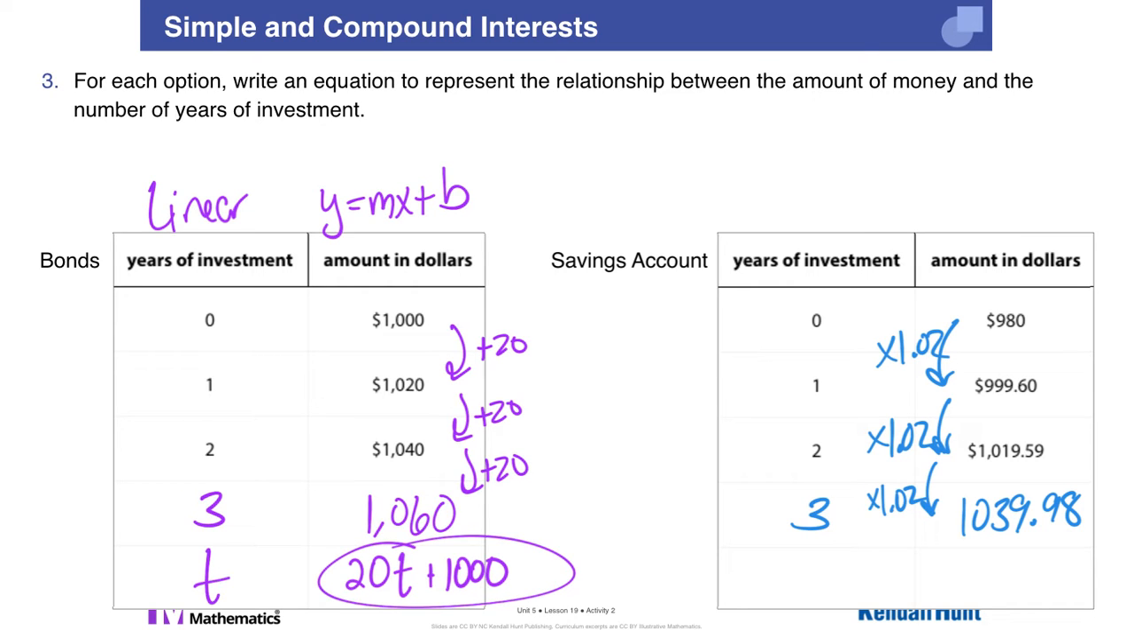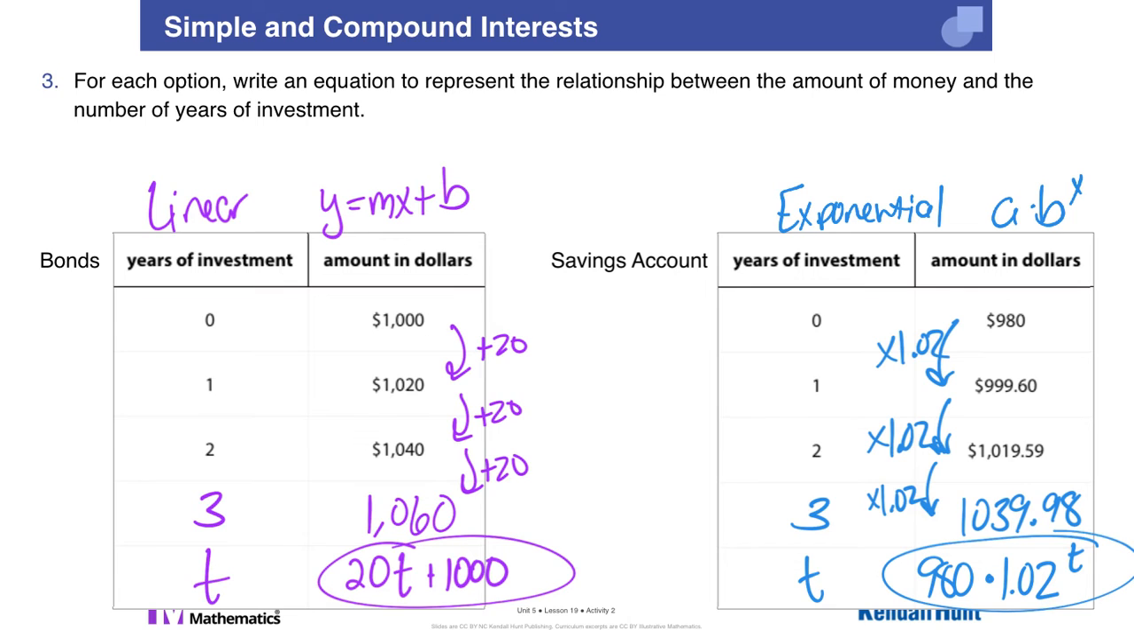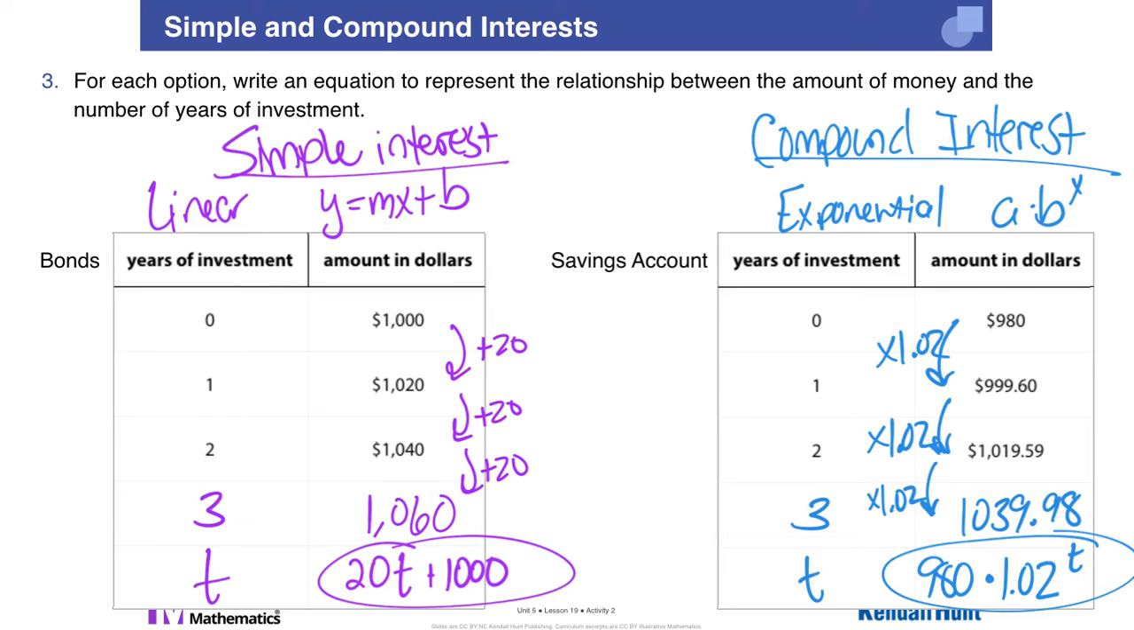The savings account with compound interest is showing an exponential pattern because we have the same multiplier happening every time. So for years t, we're going to have our starting value, remember a times b to the x power. So our starting value is 980 times our growth factor, 1.02, to the t power. So there's the equation for that one. So remember that simple interest is just going to be a linear pattern, and a compound interest situation is going to be an exponential pattern.